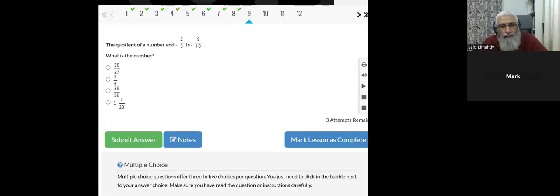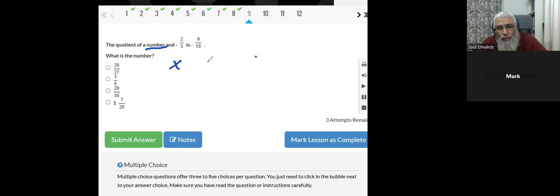Number 9. The quotient of a number and negative 2 over 3 is negative 9 over 10. What is the quotient of a number, and how do we write this as an equation? It's division, so we need to write an equation. This number is x. The quotient of a number, which is x, and negative 2 over 3.